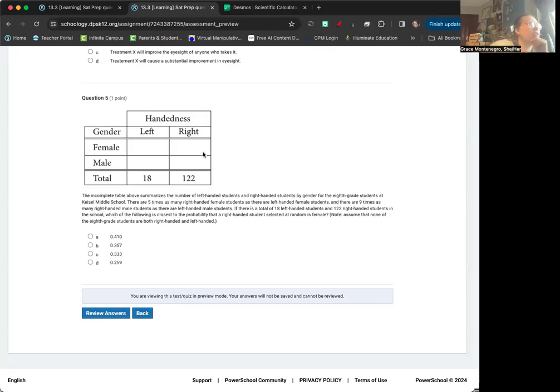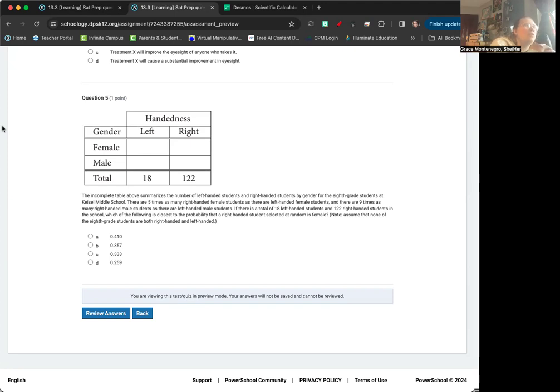All right, so the last question on this review topics SAT prep assignment is this one about left and right-handedness. This table is incomplete. They give us enough information to figure out the missing values in this table, and it's just a data table. It's telling us at this school, the 8th grade class at Keisel Middle School has a certain number of right-handed female students, a certain number of left-handed female students, a certain number of right-handed male students, and a certain number of left-handed male students.